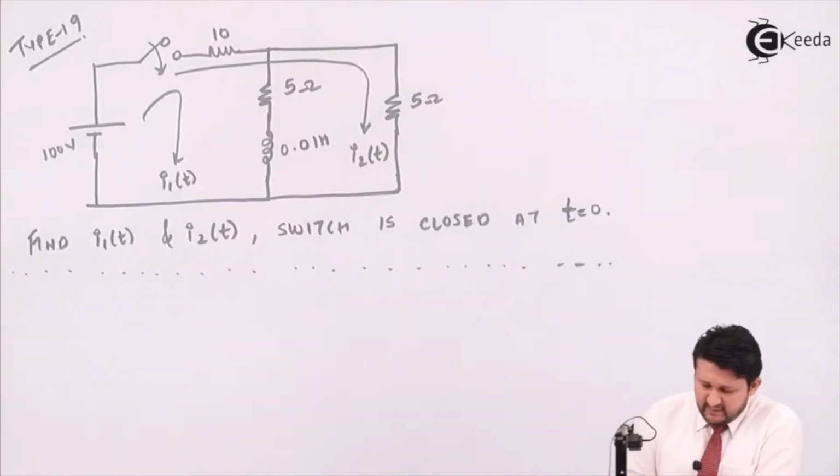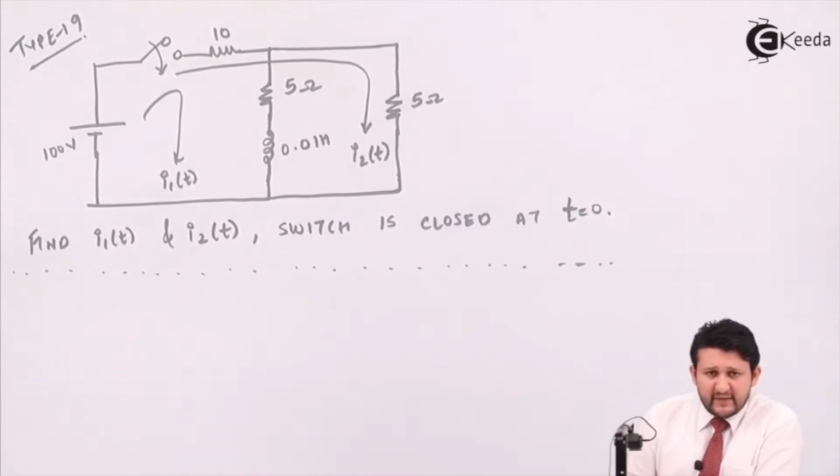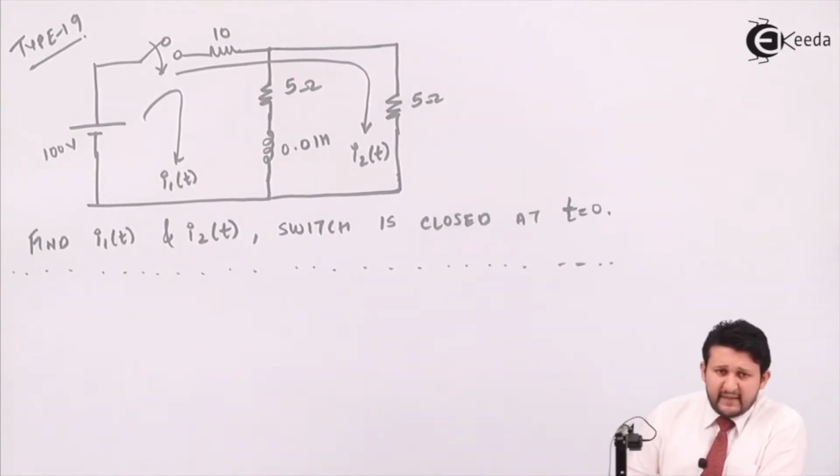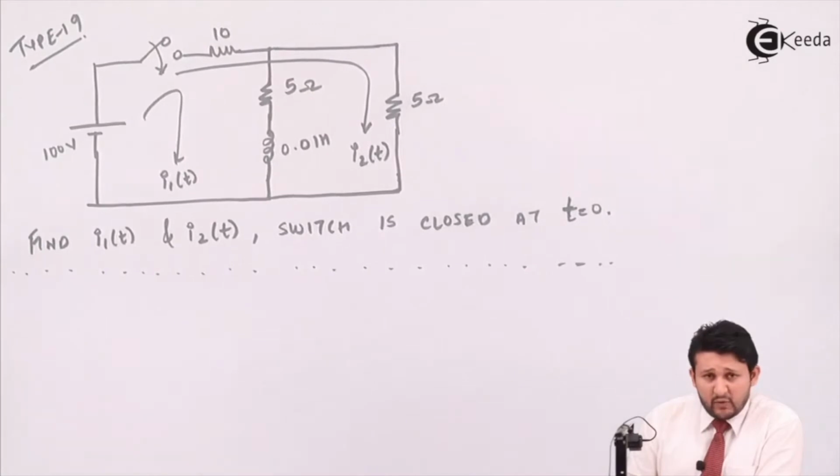this circuit. The slight difference is that in this circuit I need to find the equation of I1 of t as well as I2 of t. In earlier cases we were only dealing with I of t, but in this case we need to deal with I1 of t as well as I2 of t. So let's have a look how to do it.